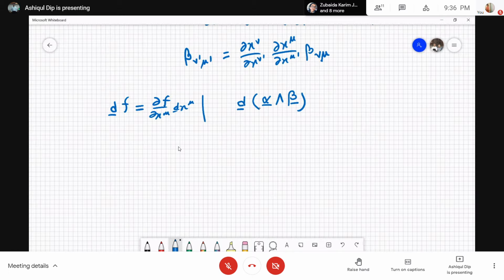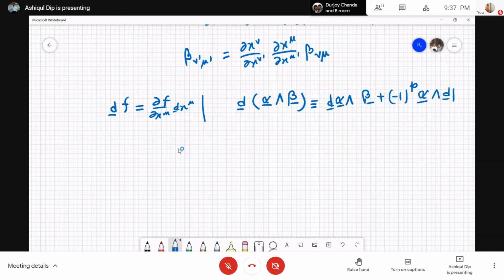Then it's defined as d alpha wedge beta, plus minus 1 to the power p alpha wedge d beta. This is the definition of a mathematician. It's abstract, but it's the same definition as we are encountering here. But okay, actually, he would say two things to define it fully.